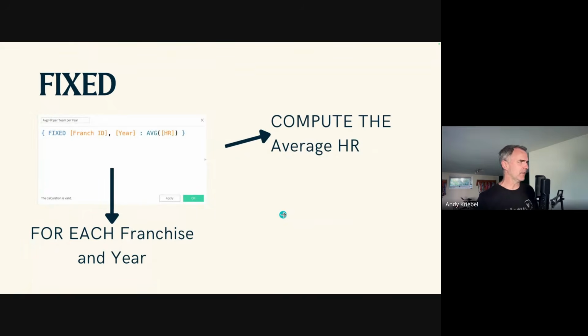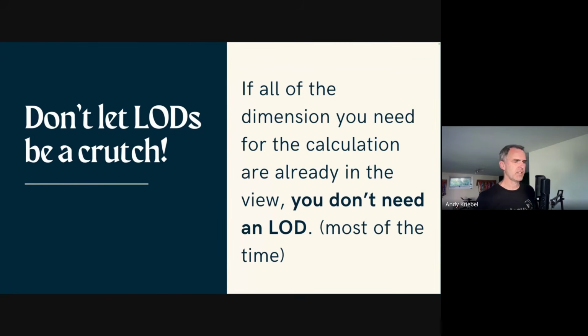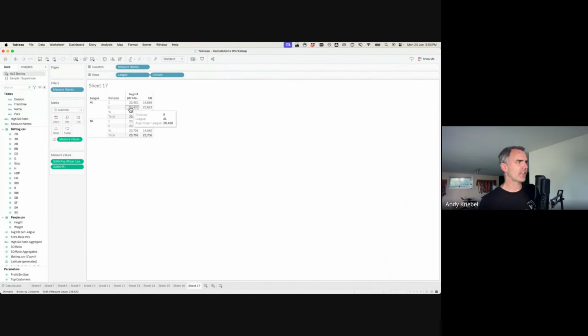So let's see here. So we did that, the impact of context filters. Okay. This is also really good advice here. If all the dimensions are in the view already, don't start with an LOD, or you don't need an LOD most of the time, right? So in this example, we actually could have gotten this number with a table calculation because all of the dimensions we need are already in the view.